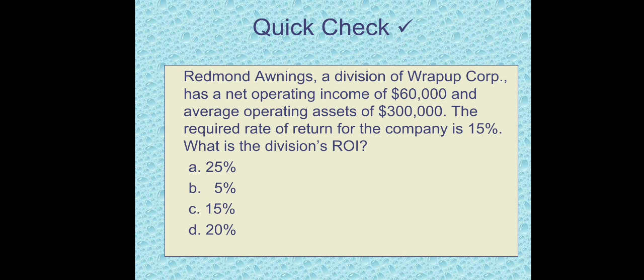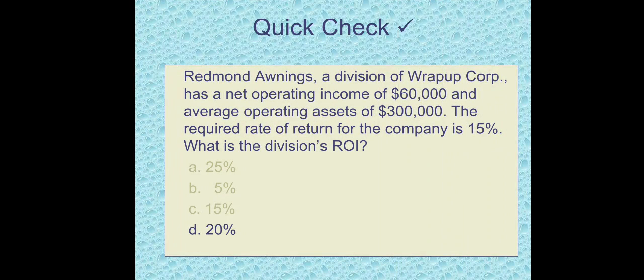So let's see. Okay, there is a business. The name of the business is Redmond Awnings, a division of Red Up Corporation. It has a net operating income of 60,000 and the average operating asset is 300,000. The required rate of return for the company is 15%. What is the division's ROI? Okay, like I said earlier, this sample question will compare the ROI method and the residual income method in evaluating the performance of a business segment. So the question is, what is the division's ROI?